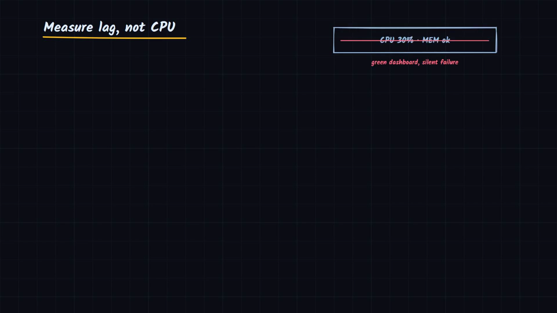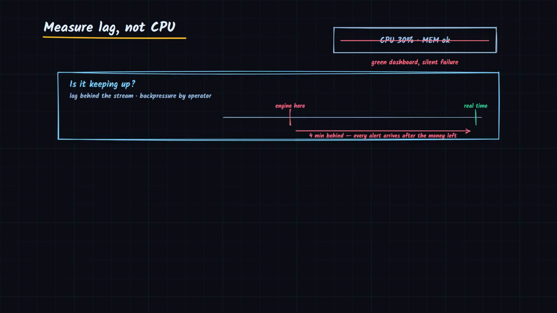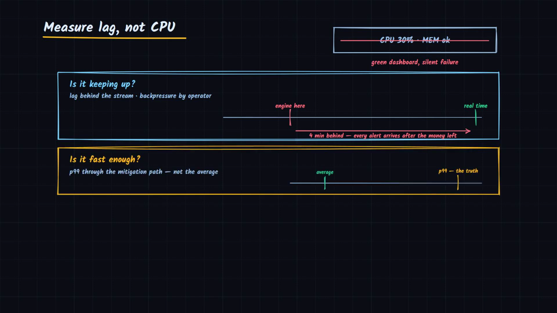Start with what you watch, because most dashboards for systems like this measure the wrong thing. CPU and memory tell you the machine is alive. They do not tell you the engine is working. The number that matters is lag, how far behind real time you are. An engine at 30% CPU that is 4 minutes behind the stream is failing completely. And it is failing silently, because every alert it produces is arriving after the money left.